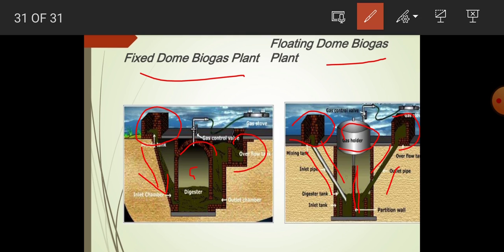Both of them have advantages and disadvantages, and both are widely used in India. I hope that you have got a clear understanding of both of the biogas plants, what the difference between them is, and which is more suitable according to your preference. So hope to see you in your next lecture.